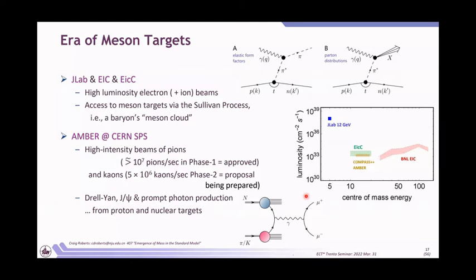unique. And this sketch shows us the relative luminosities and energy reach of the various facilities. JLab is high luminosity, but lower energy. EIC China and AMBER overlap, and they form a very nice bridge between JLab and the proposed EIC. So this landscape will give us a way of charting, finally, the structure of mesons, which is so important to the stability of matter today.